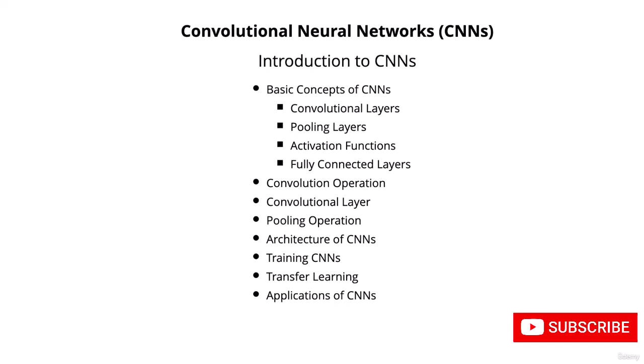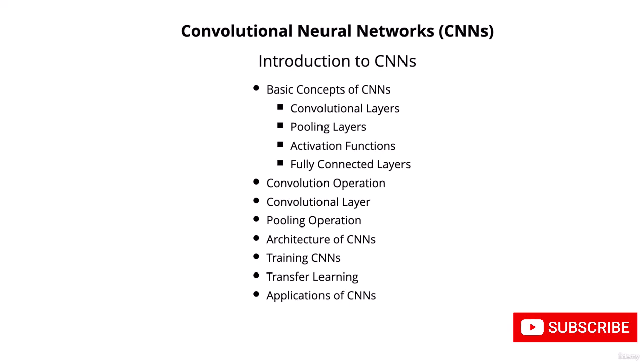The next important topic is convolutional neural networks. Let's go over the introduction to CNNs. Convolutional neural networks, CNNs, are a class of deep neural networks designed to process and analyze structured grid-like data, such as images. They have revolutionized the field of computer vision and are widely used in tasks such as image classification, object detection, and segmentation. Let's delve deeper into the introduction to CNNs.